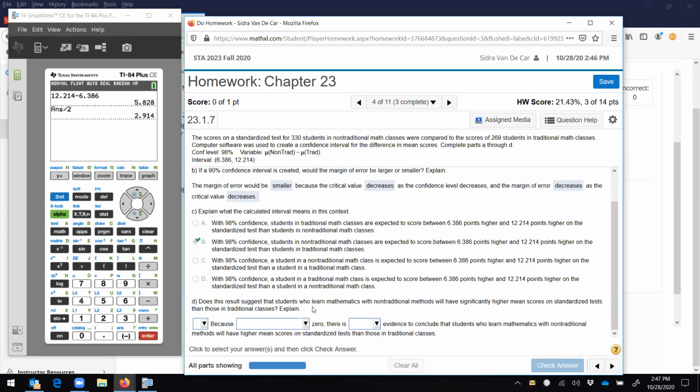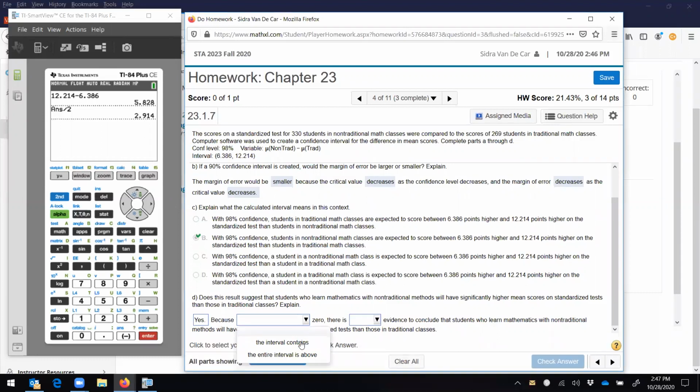Does this result suggest that students who learn math with non-traditional methods will have slightly significant higher mean scores on standardized tests than those in traditional classes? So the interval is above 0. There is strong evidence to conclude the students who learn math with non-traditional methods will have higher mean scores than those in traditional classes.